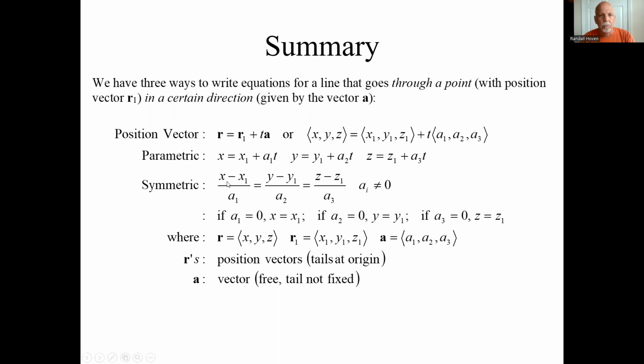In the symmetric form, things subtracted off are the points. So minus x1, that means the point is x1, y1, z1. And the direction vector is this denominator, A1, A2, A3. If any of them equals 0, well, we have that exception. Just see, for example, y equals y1 instead of it being here. That means the A2 term is 0. And for the vector form itself, the point is this guy, and the direction vector is that.